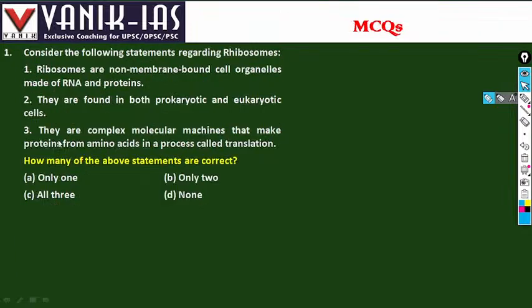Then coming to the questions. Consider the following statements regarding ribosomes. Ribosomes are non-membrane bound cell organelles made of RNA and proteins. They are found in both prokaryotic and eukaryotic cells. They are complex molecular machines that make proteins from amino acids in a process called translation. Here all three are correct.